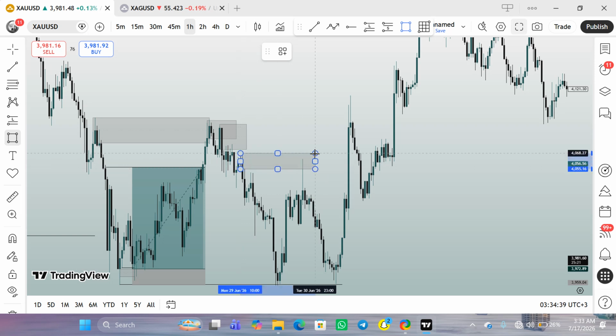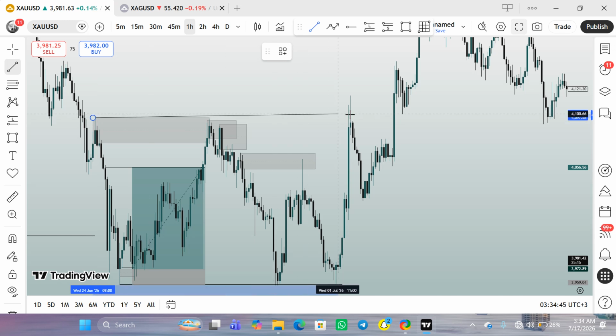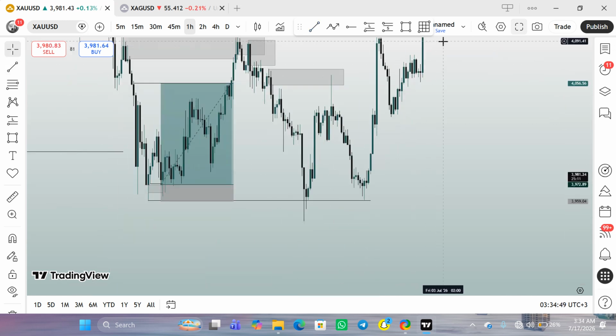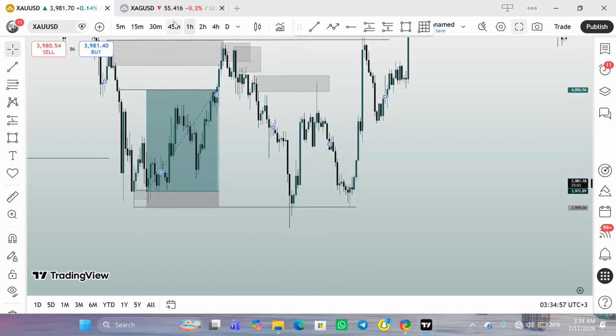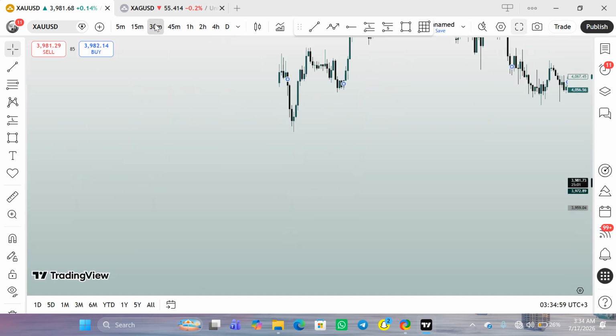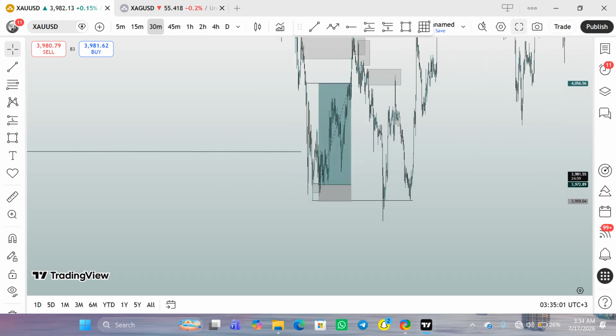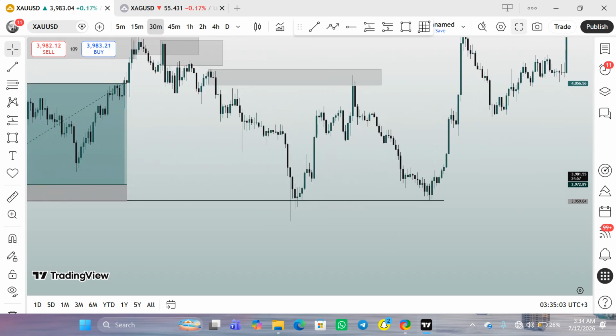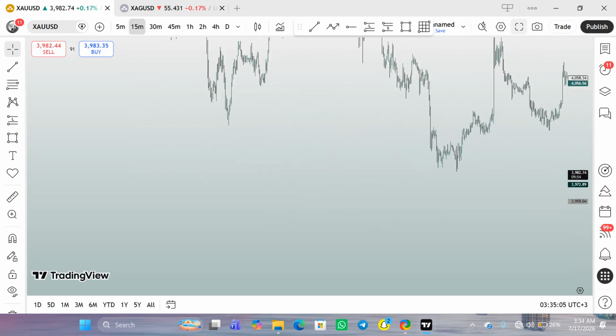Respecting this high. So what do I want to see? I want to see price above this zone. Okay, so that's when price came and took out my liquidity from the left. Now liquidity from the left got taken out. What do I do? Do I enter? No, I go down to check what's happening.